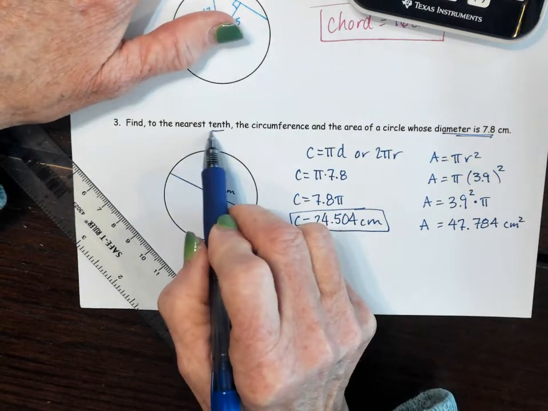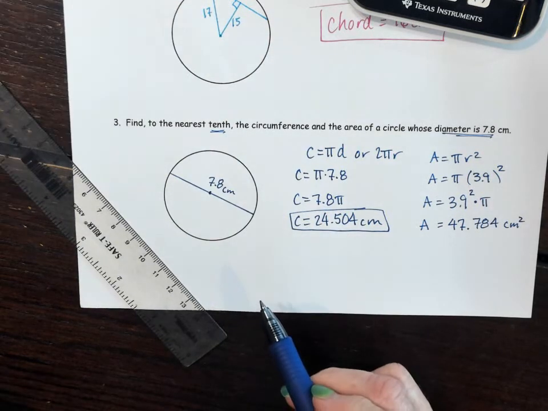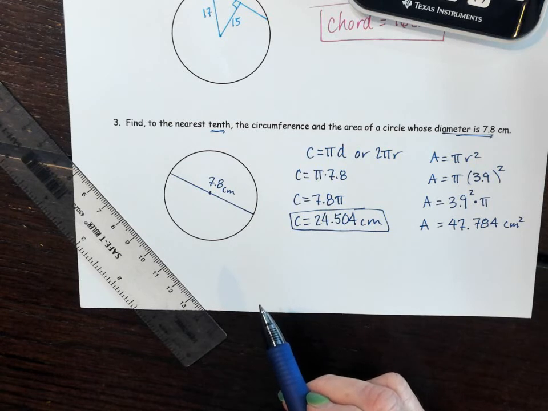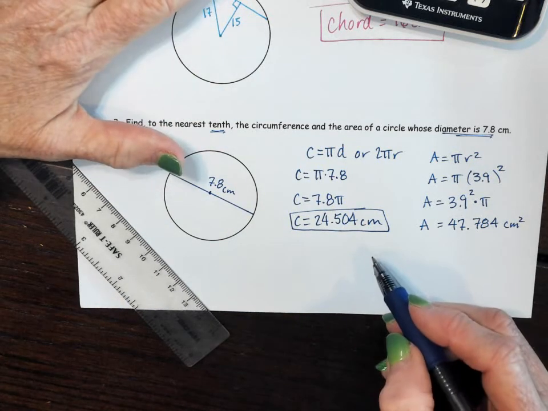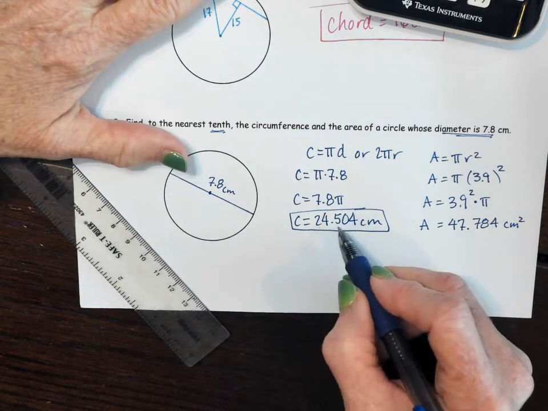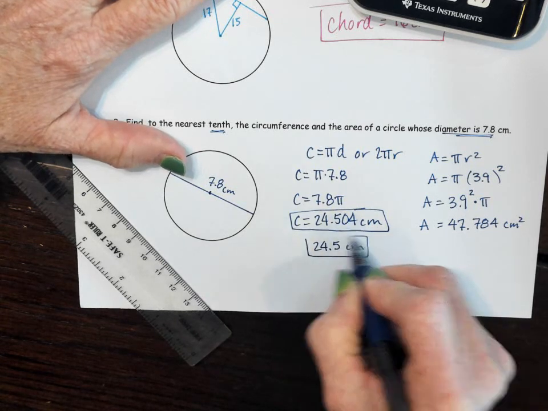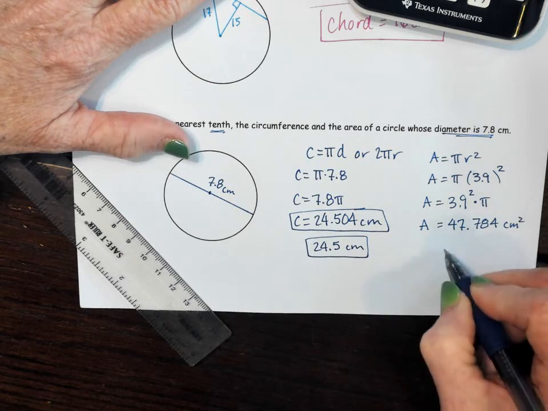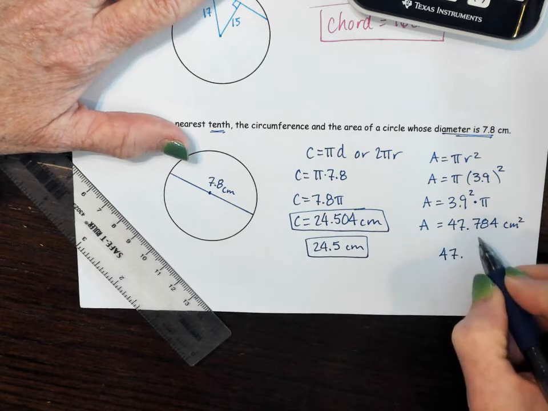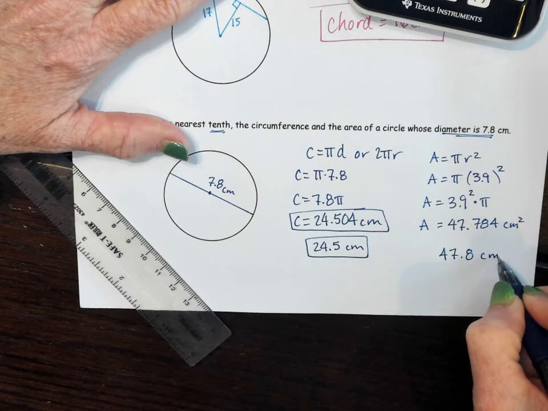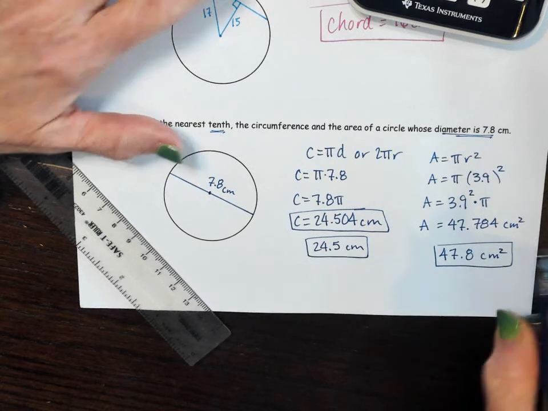However, directions said to the nearest tenth. From my calculus class, I always round things to 3 decimal places, so it's habit to go to 3. I'm so sorry. So to the nearest tenth, this would be 24.5 centimeters. And this one to the nearest tenth would be 47.8 centimeters squared for the area.